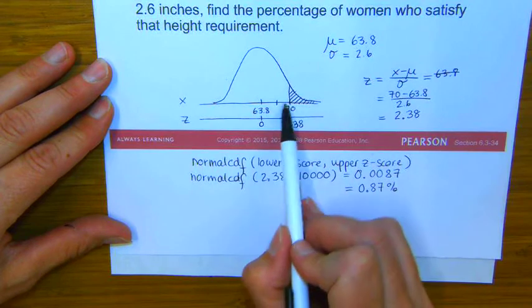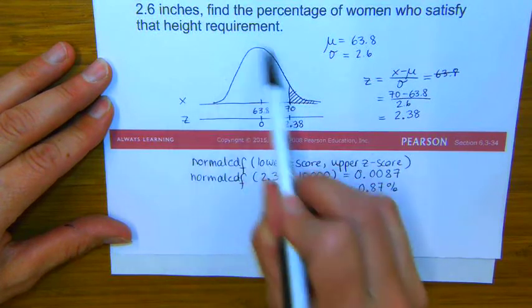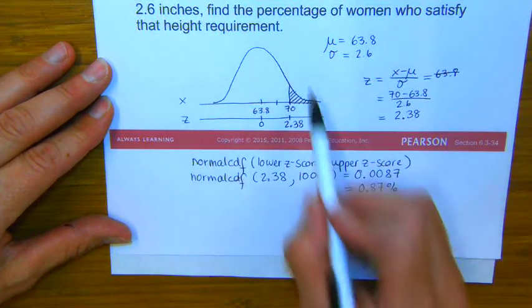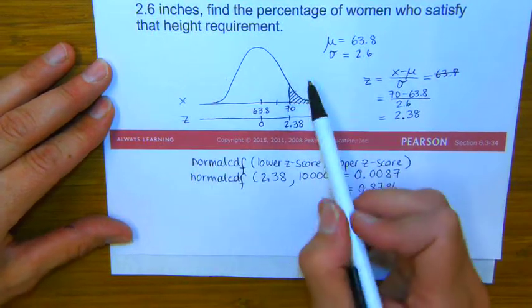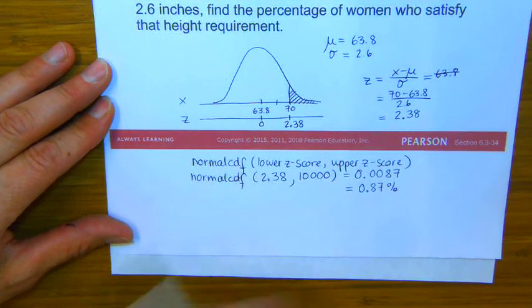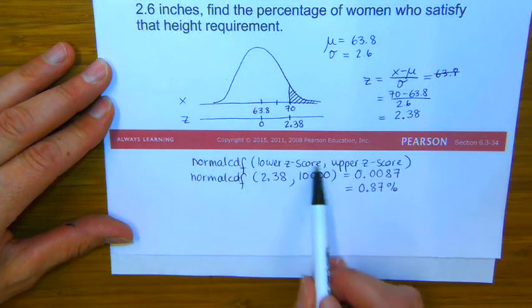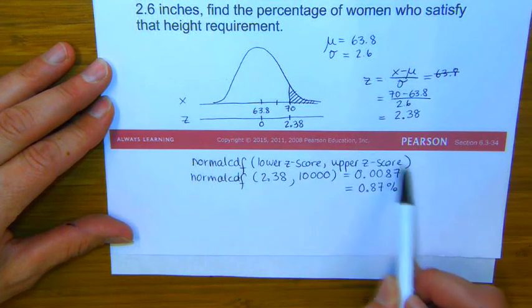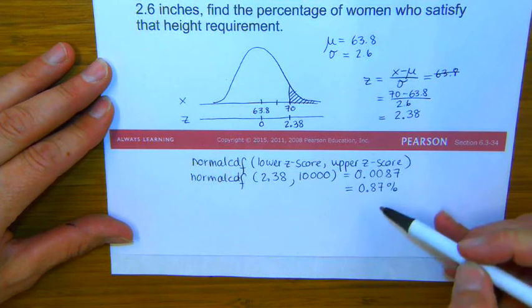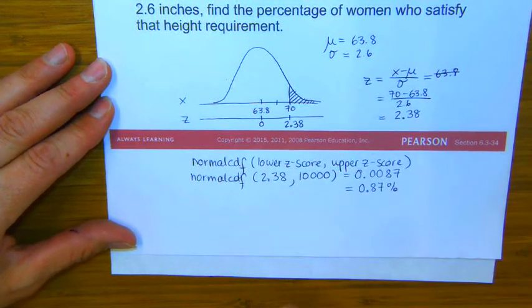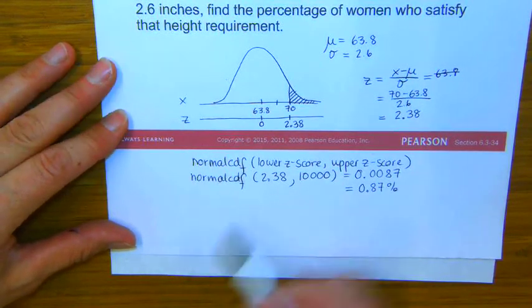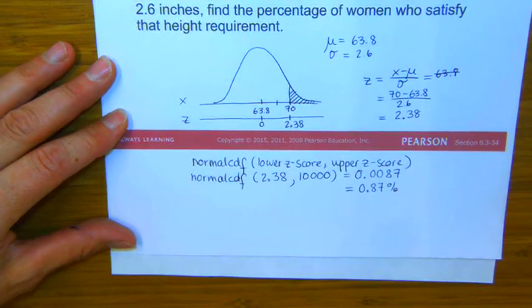Then we can use our table by looking at the area to the left and then subtracting that probability or that area from 1. Or in our case, we used the normal CDF. We entered our lower z-score and then the upper z-score, and that gave us 0.87% of the population. It's asking for the answer as a percentage.